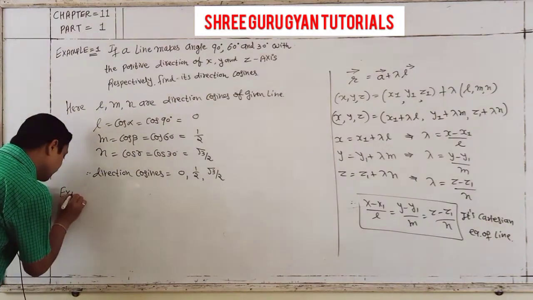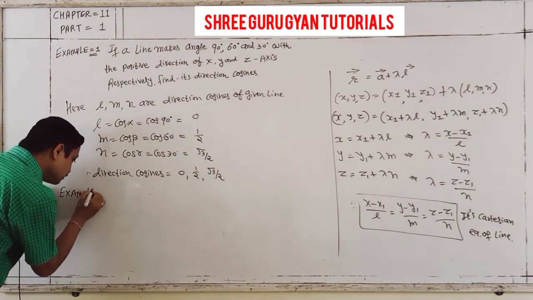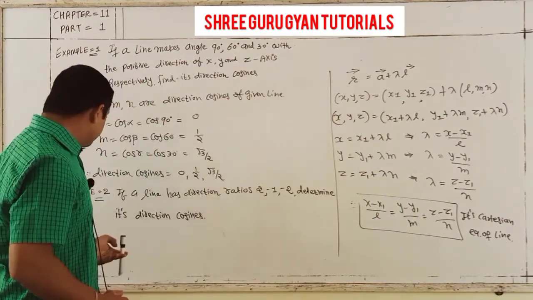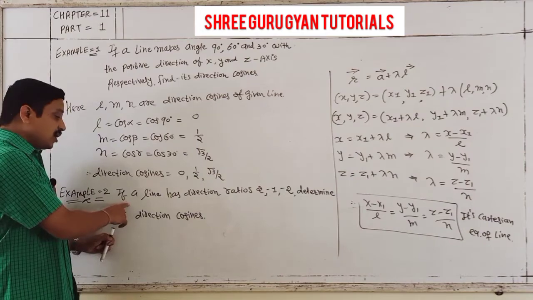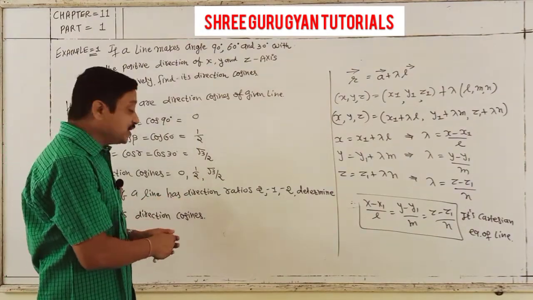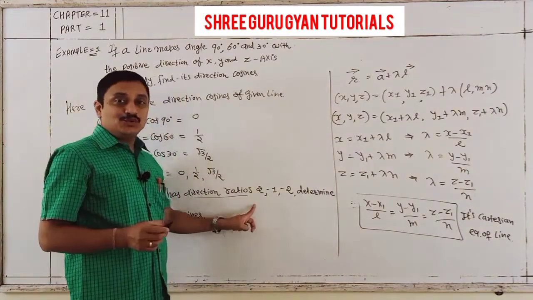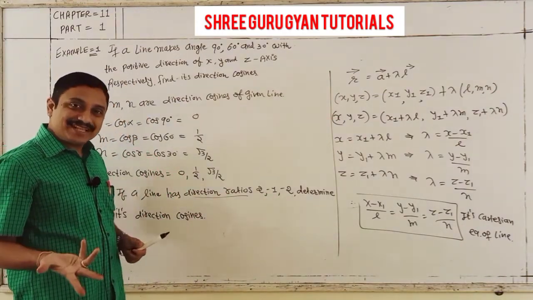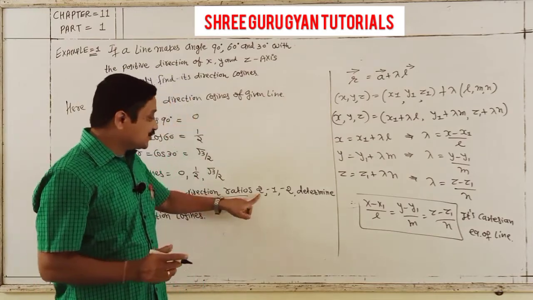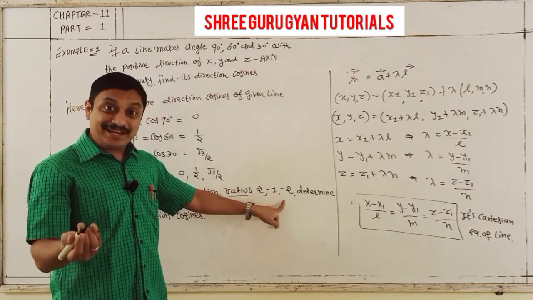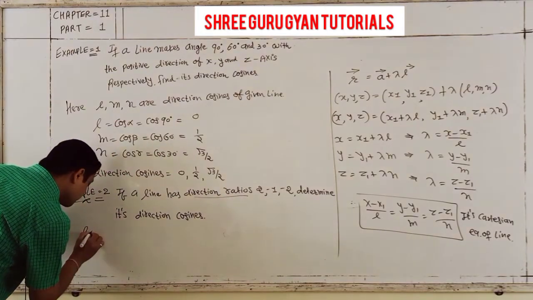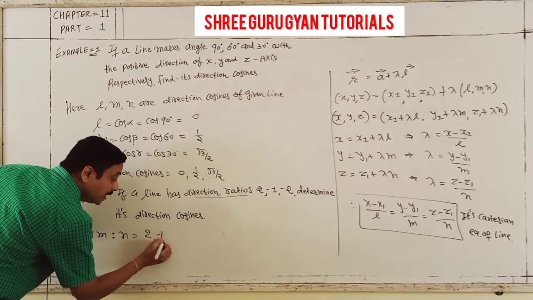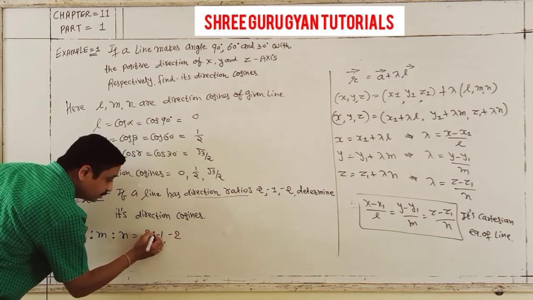Now we go to example number 2. Now continue students. In example 2, if a line has direction ratios 2, -1, -2, determine its direction cosines. Students, very easy. Direction ratios means here l ratio, m ratio, n are given. So I just write down the l ratio, m ratio, n. It should be 2, -1 and -2. Here, ratio.